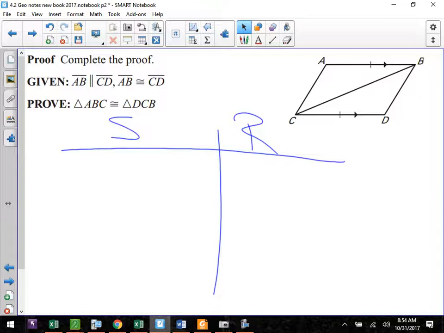Your first step in a proof, after you've written down your given statements and drawn your diagram, is to write down in the proof your first given. It's a good place to start. AB parallel CD. We mark our diagram.